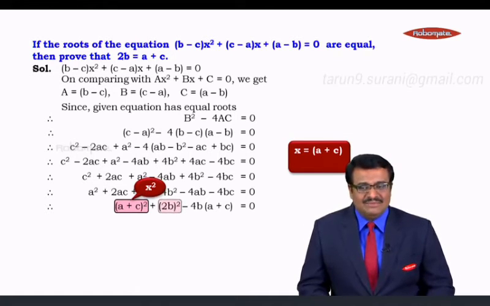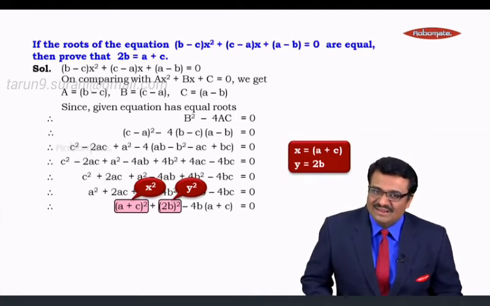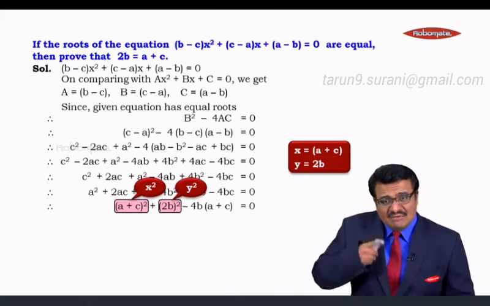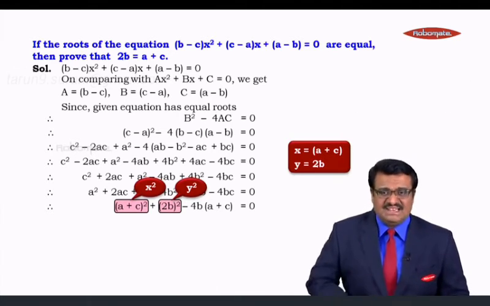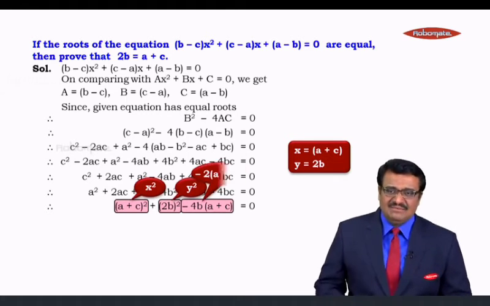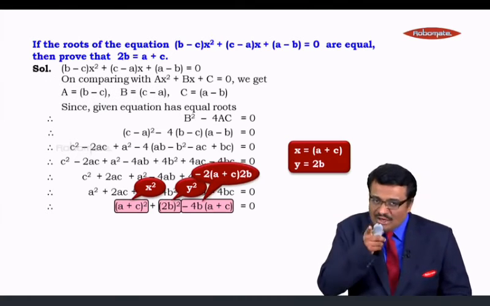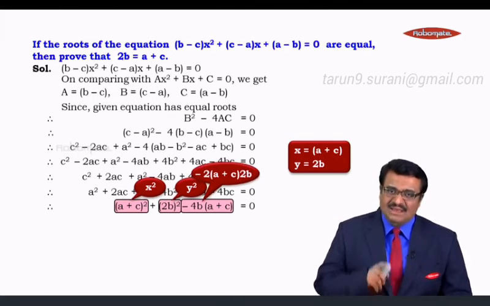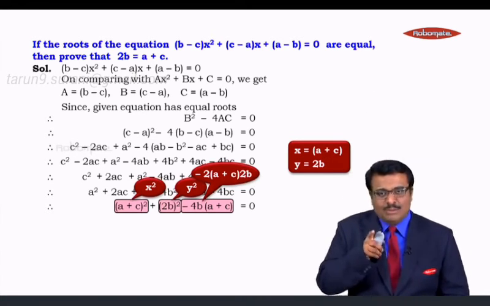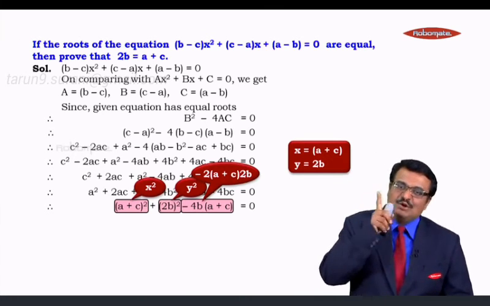2b the whole square looks like y square, and y is nothing but 2b, right? Now, coming to this term, minus 4b into a plus c, can we express it as 2xy? Let us check. Now, minus 4b into a plus c, minus is there, right? So, we can write 4 as 2 into 2. So, one 2, I will write it with a plus c, and the other 2, I will write it with that b. So, instead of writing minus 4b into a plus c, we can write it as minus 2 a plus c into 2b.